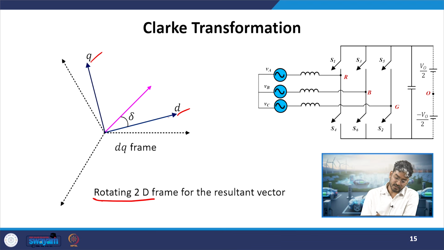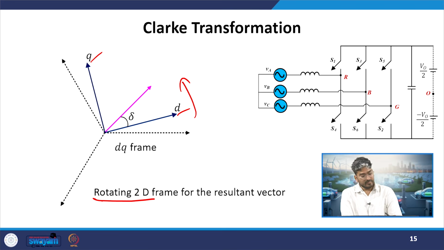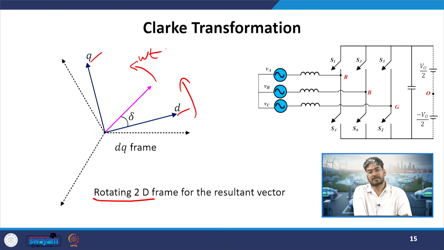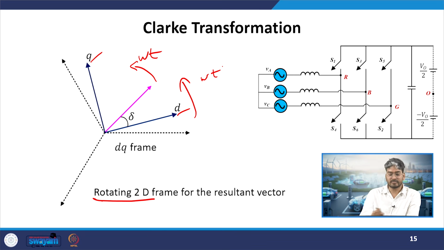Now this D and Q frame will be rotating at a particular speed. What was our aim in rotating this frame of reference? To have two DC quantities. Suppose this resultant is rotating at omega t and I want its projection to remain constant. What should be the speed of the axes? It is very clear that they should also rotate at the same speed, so that if the resultant vector moves, the axes also move, and their projections become constant.